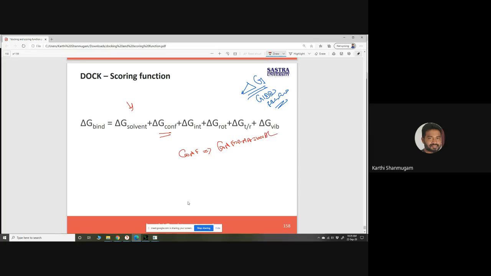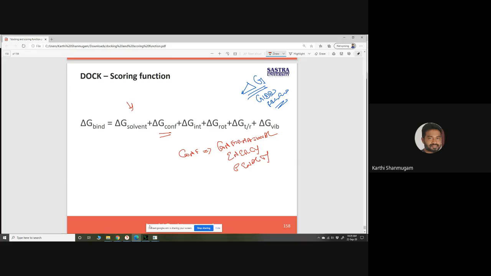This refers to conformational energy penalty. You may note it down. This refers to conformational energy penalty. So I just want to give one example for you to understand what exactly is the meaning of conformational energy penalty.